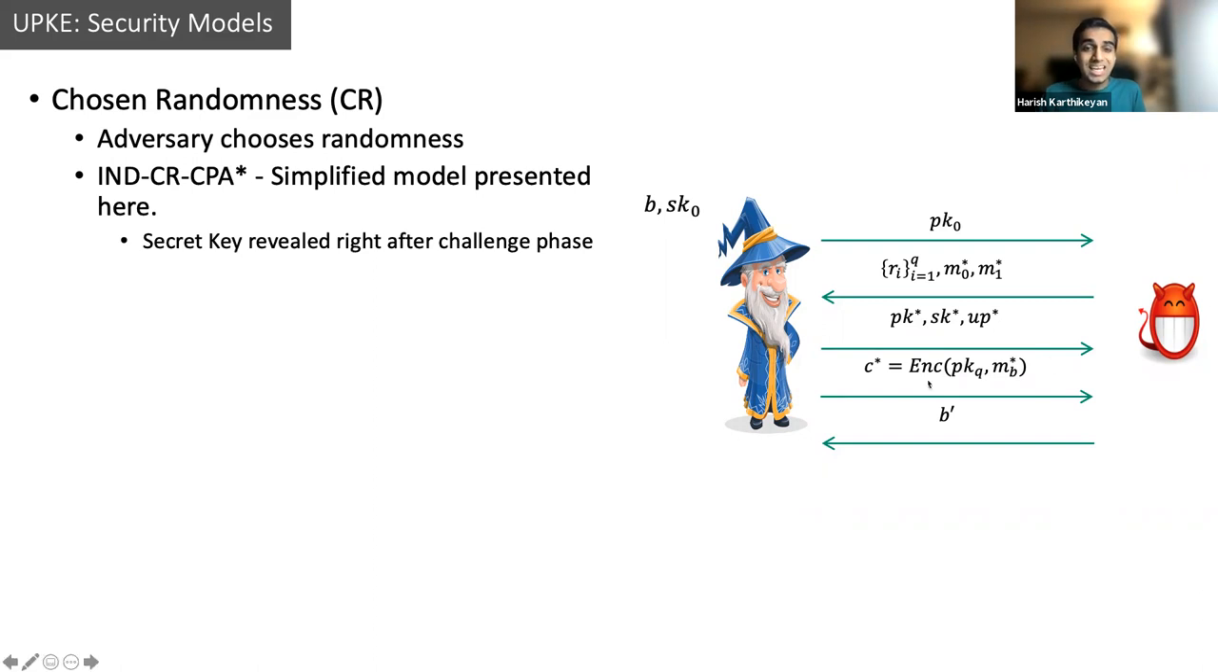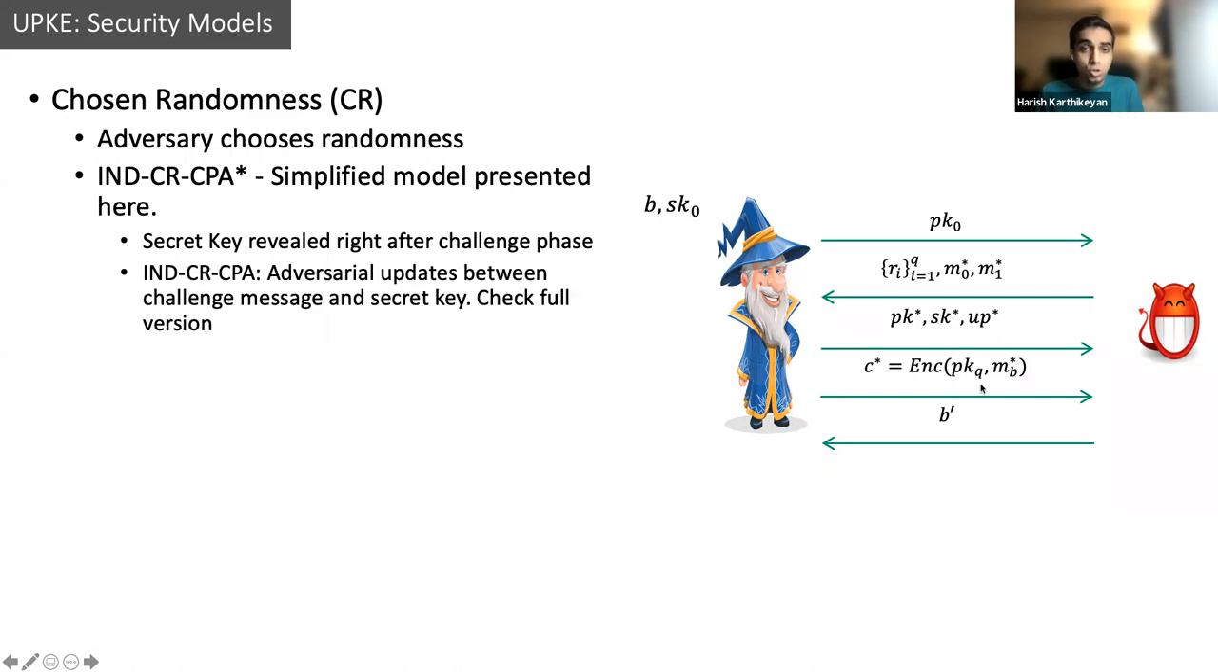We assume that the secret key is revealed right after the challenge message. So basically, PK is used to encrypt the challenge message, and immediately there is a good update that happens, which gives you the secret key right here. However, a more generic assumption would let the adversary provide more randomness between the challenge phase and the expose or reveal phase of the operation. And we present this more generic version in our full version.